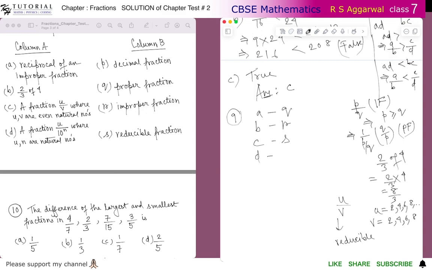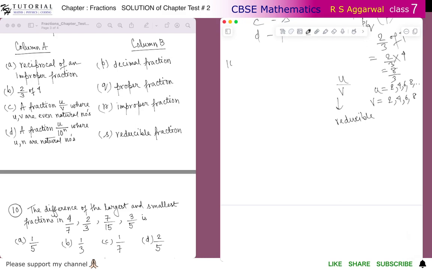Now D, obviously we are left with P. Now let's check it out. A fraction U by 10 to the power n where U and n are natural numbers. So if n is a natural number, the denominator will be like 10, 100, 1000, and so on. So it must be a decimal fraction, and yes, P is a decimal fraction. Fine, this is fine. Okay.